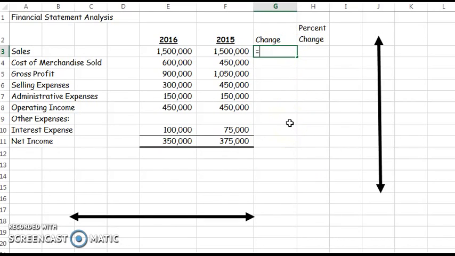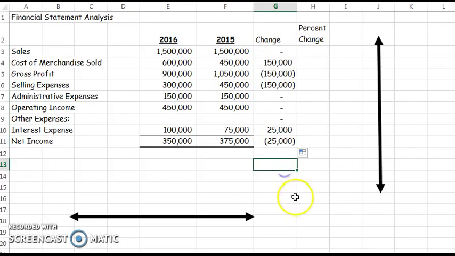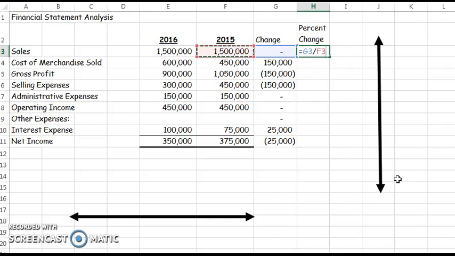So the first thing that I'll do is find out what my change was. There was no change in sales. I'll copy that formula down and I will see that there was a change in cost of merchandise sold and a change in interest expense. So the horizontal analysis is figuring the percent change. The way that I do that is I say my change divided by my oldest year. So 0 divided by 1,500,000 tells me that I had no change in sales.